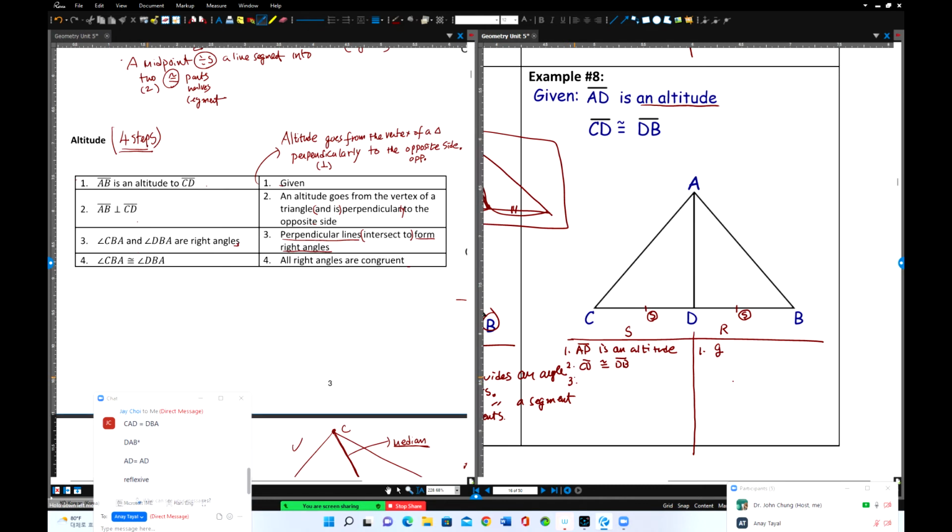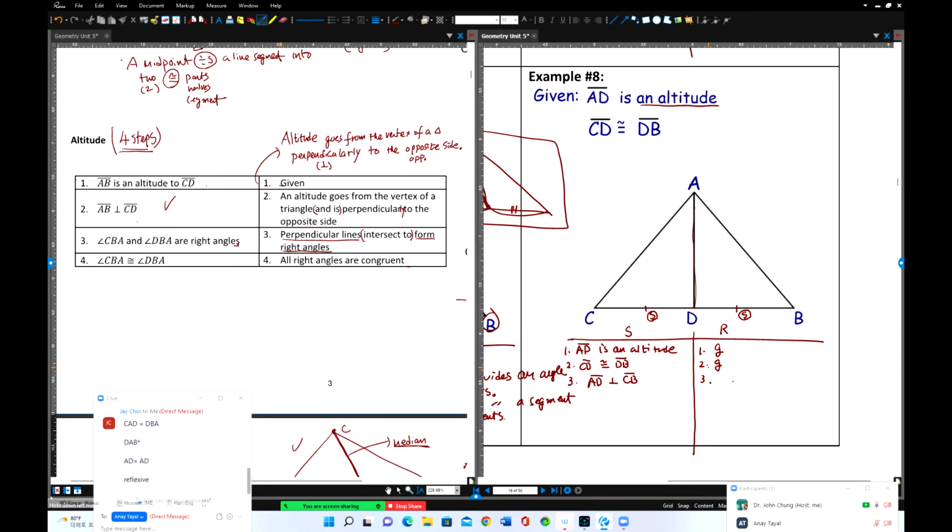From the altitude, what is the next step? The lines are perpendicular, right? AD, can you see over here? AD and CB, this line and the other line are perpendicular from the altitude. So AD is perpendicular to CB. Okay, you have to say this one. This is the second step. This is still given 3.